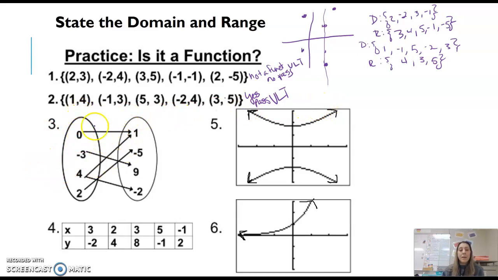Okay, this is mapping, so none of the x's repeat. So basically I have to say if my x is 0, what is your y? 1. And as long as I only have one answer, that's okay. So -3 goes to just 9, 4 goes to 1, and 4 goes to -2. So no, not a function.